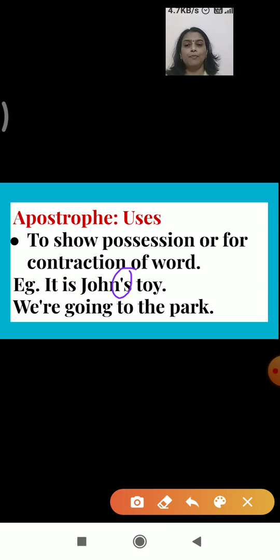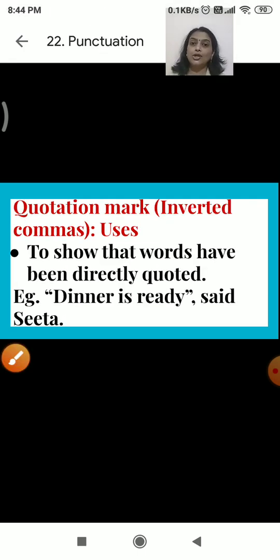We're going to the park. So here we have contracted these letters, right? Instead of writing the full 'are', we have omitted the A and put the apostrophe, and it becomes we're going to the park. Followed?